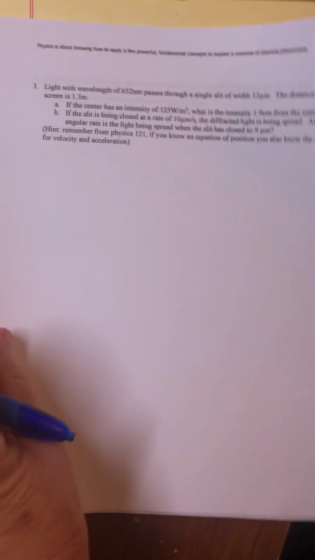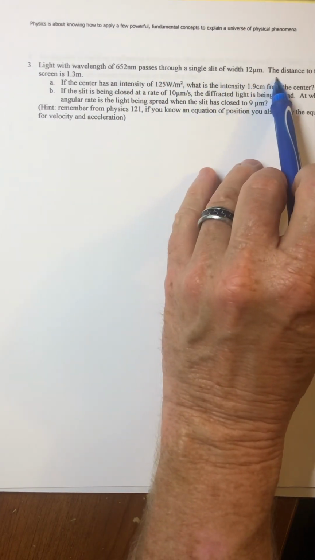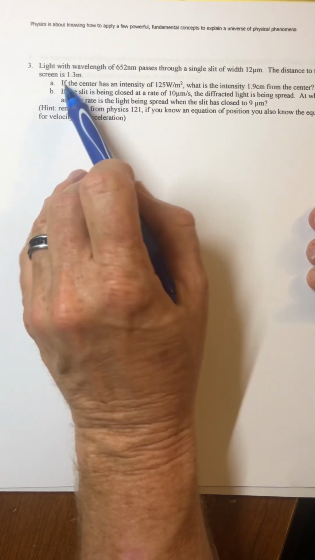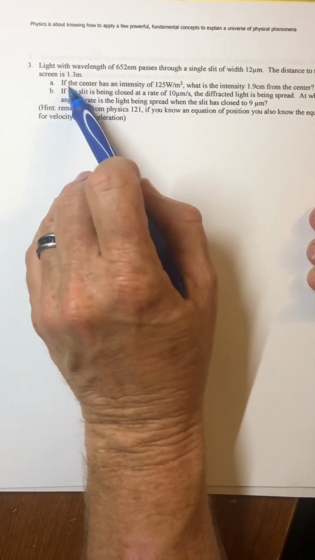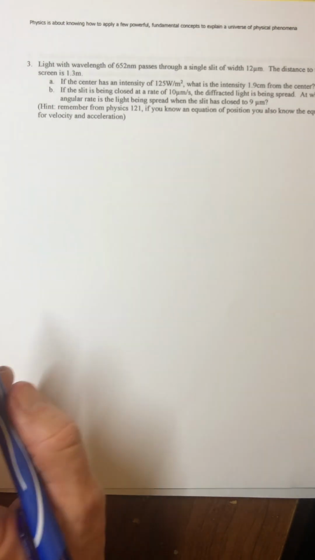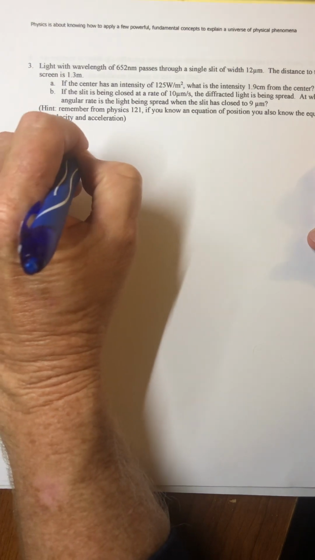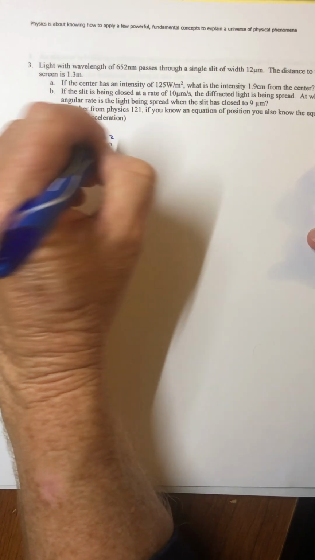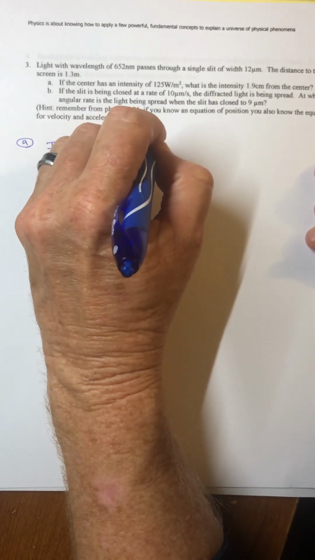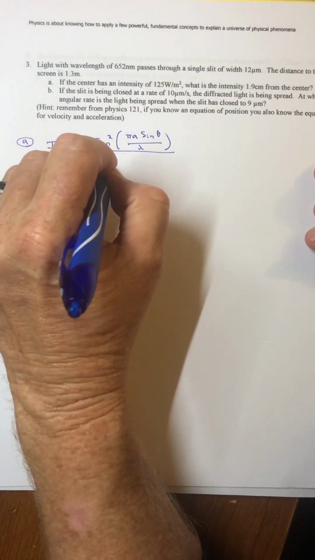Okay, so number 3 says light with a wavelength of passes through a single slit. The distance to the screen is A. If the center has an intensity of 125 watts per square meter, what is the intensity 1.9 centimeters from the center? Well, this is hopefully kind of a straight plug and chug. It does involve chapter 38 with this really complex looking equation. And this is that sinc function.